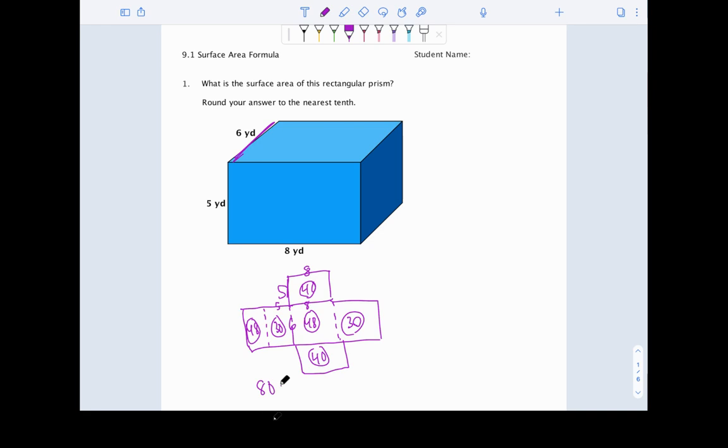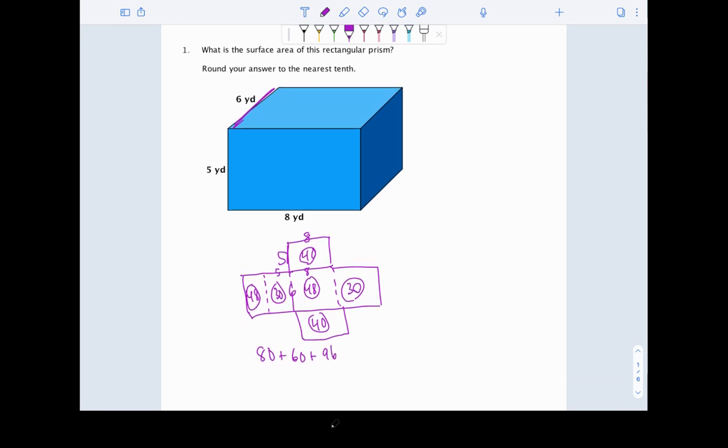So we've got 80, 40 and 40 is 80, 30 and 30 is 60, and 48 and 48 is 96. So we've got that whole thing. When we add it all up, we should get 236 yards squared. And you could do that, and that would work.